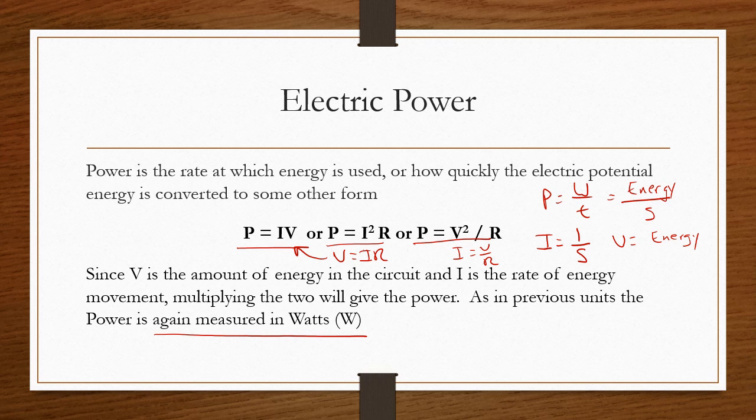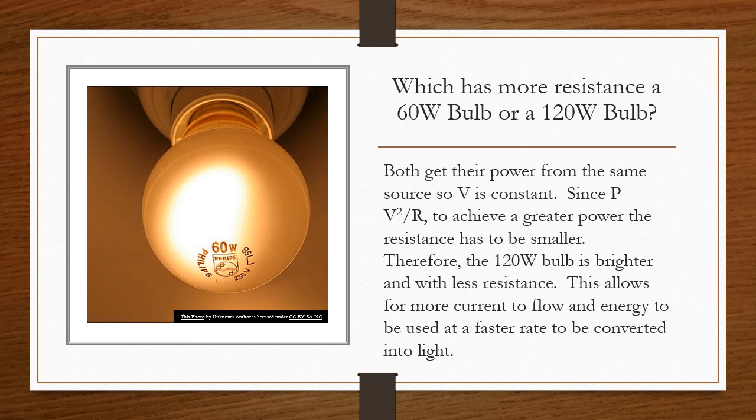Okay, so the next thing we're going to talk about is thinking about old school light bulbs, but even newer bulbs that would be LED based. Which one has more resistance, a 60 watt bulb or a 120 watt bulb? You might think, oh, it's a 120 watt bulb, it's got greater resistance, or a 60 watt bulb has less resistance, it's a smaller wattage, it's using less energy, but it's actually backwards.